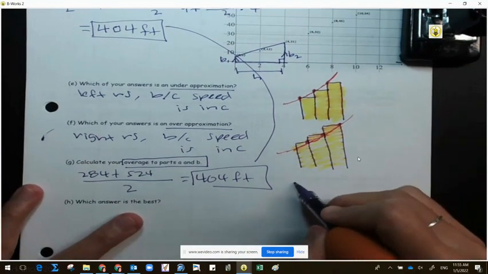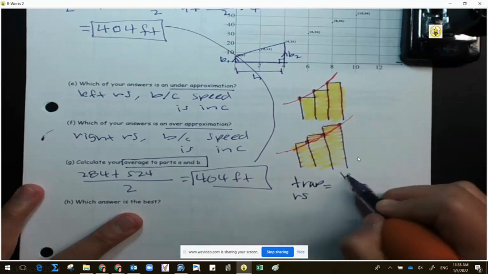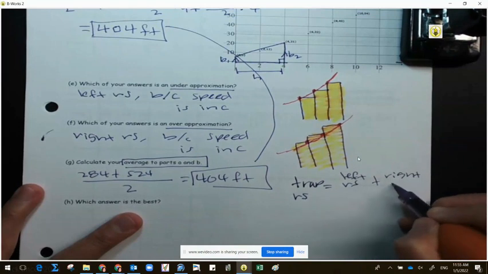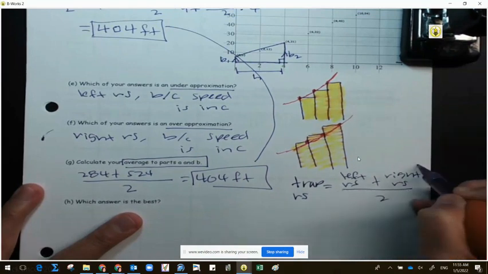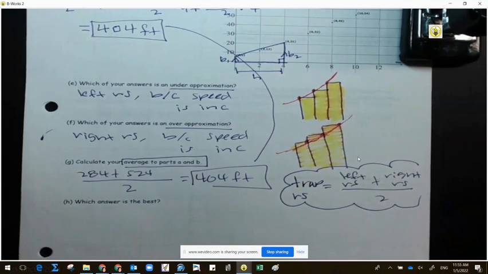So let's write the fact about this. Trapezoid Riemann sum is equivalent to the left plus the right Riemann sum divided by 2, no matter what. So let's say on a quiz or test, you found the left, you found the right, and I asked you for a trapezoid. You don't have to find it in every single interval. Just take those 2, average them, and divide by 2. And that's it. Okay?